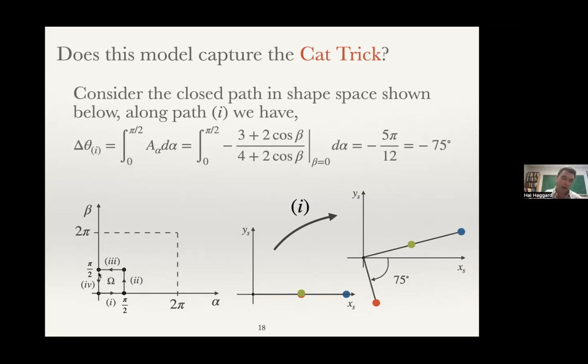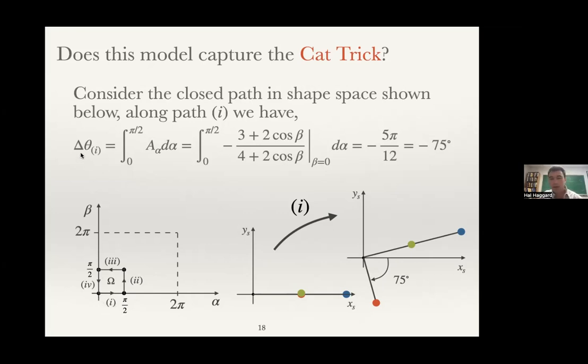And then we're going to go backwards. So that's the closed path we want to consider. And the neat thing I want to show you is that we can actually calculate how the orientation of the cat changes for every single one of these. So consider the first path, the one I've labeled 1 here.